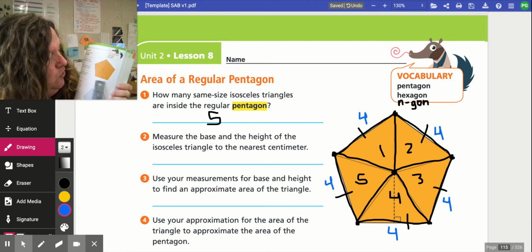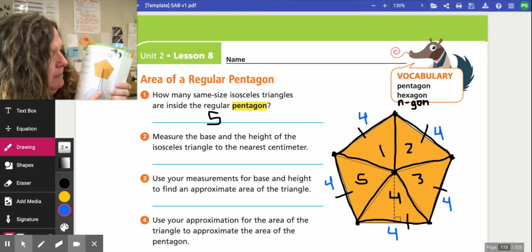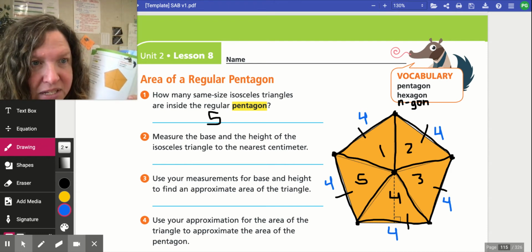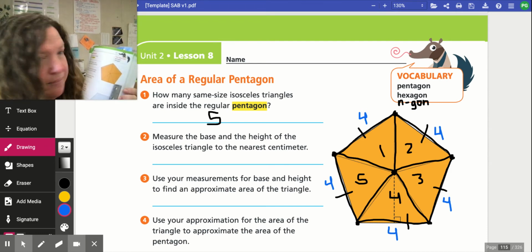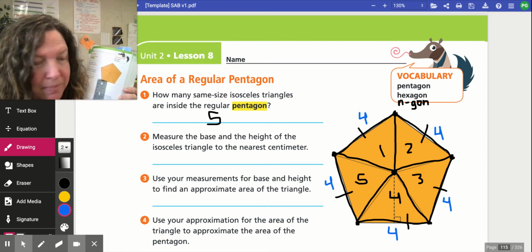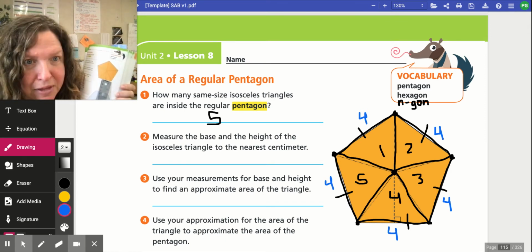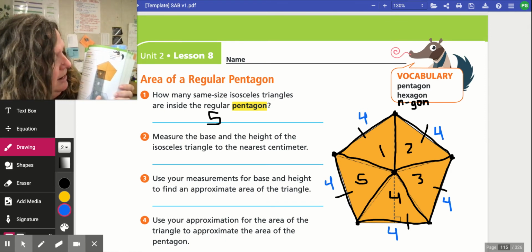The height goes from the outside base straight up to the center dot. But it doesn't come off the vertex. It has to go perpendicular. Remember, it has to be in the shape of a T. So it starts in the middle and goes from the middle of the base straight up to the dot.